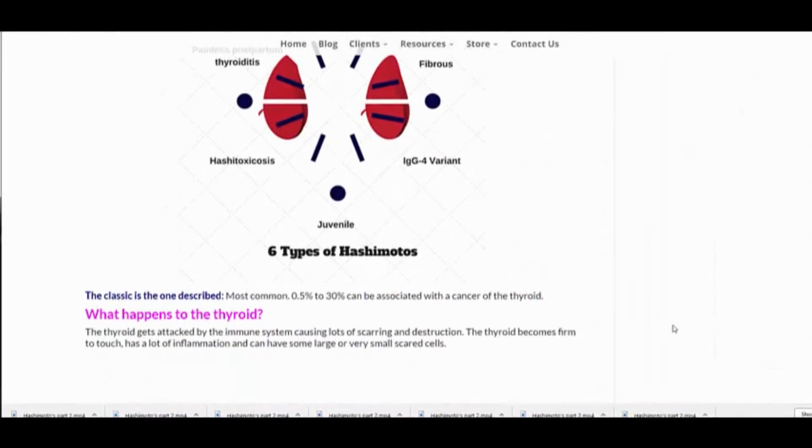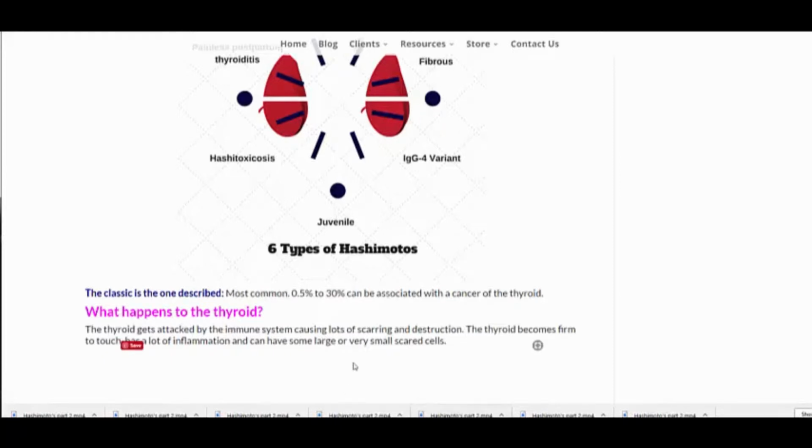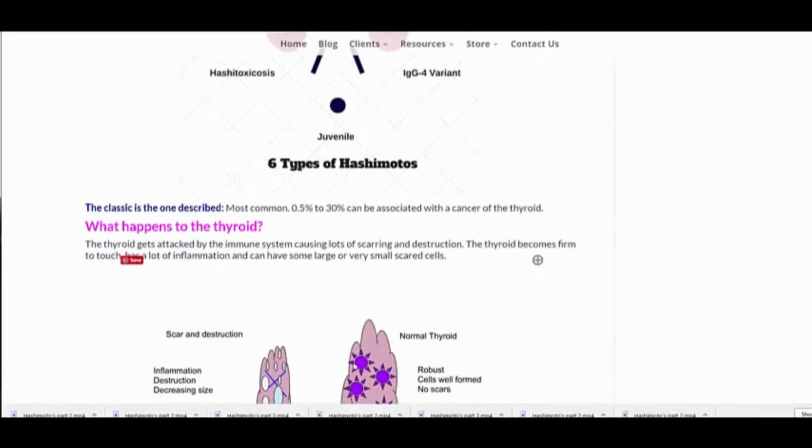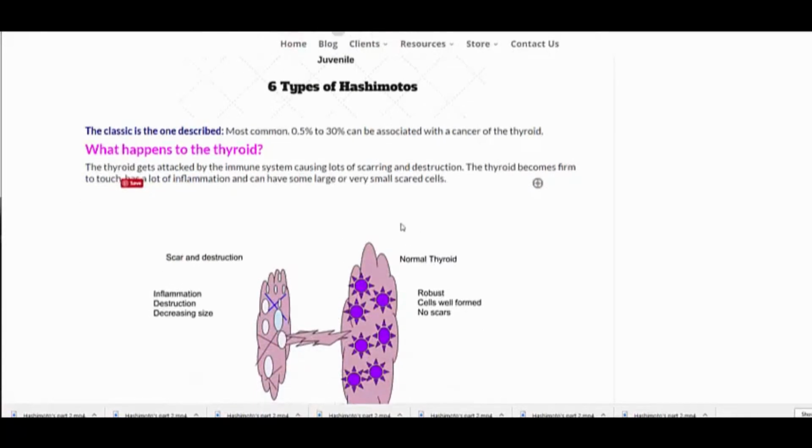So let's get into the different types of Hashimoto's. The classic is the one that's commonly described. Now, what is important about the classic is 0.5% to almost 30% can be associated with an underlying thyroid cancer, which is why it becomes very important to monitor Hashimoto's. What happens to the thyroid in Hashimoto's? It gets attacked by the immune system and causes a lot of scarring and destruction. So there's an active destruction of the thyroid gland.